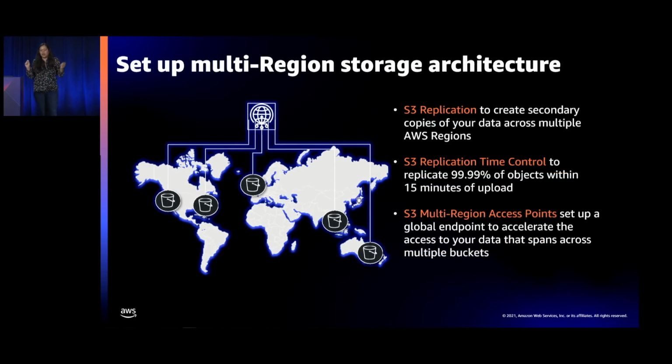So in summary, we learned how you can use S3 capabilities to create a multi-region setup. You can use S3 replication to create secondary copies of your data. You can ensure S3 RTC is replicating 99.99% of your objects within 15 minutes of upload. And lastly, you can use a multi-region access point to accelerate access to your data that is spread across multiple global buckets.